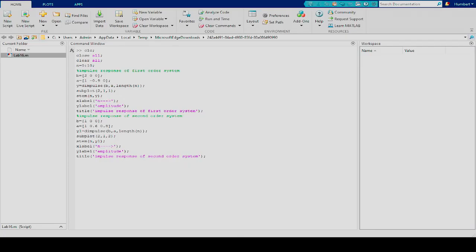For lab 9, for task 16, let's run. For the first order system, the values of B are 0 and 0.5, and for A, 1 and 5. Then plot. Then for the second order system, the values of B are 0, 2, 0.5, and for A are 4, 5, and 1, and then plot again. So let's run.